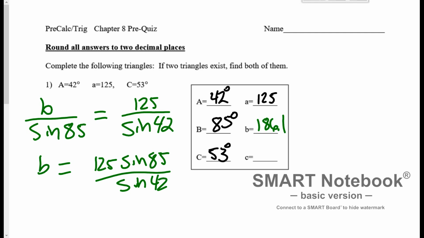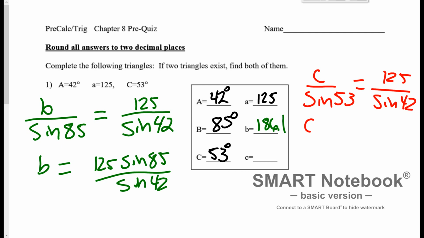And then I can go ahead and set up my next one. I want to find little c, so little c is on top. That means sine of C must be on the bottom, which is 53. I'm going to use what I'm given on both the angle and the side, so that'd be, again, a. I don't want to use little b here because I rounded that. That's why I want to stick with little a of 125, and then sine of A, which is still 42. Make sure my calculator's in degrees. c is equal to 125 sine of 53 this time, all over sine of 42.